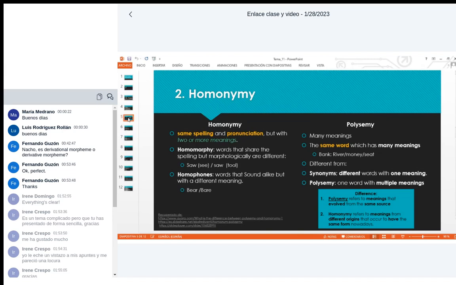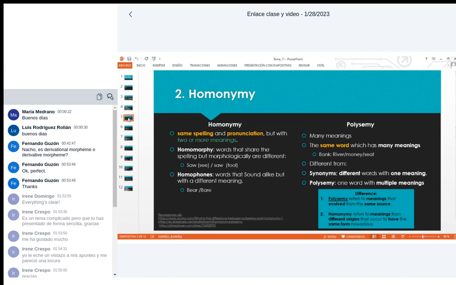Now, polysemy refers to a word that has multiple meanings, and that can be used in different contexts. This is the case of the word bank. Bank has the same etymology, the same origin, but is used in different contexts. We use the bank to refer to where we keep our money. We also refer to the bank as the place where we sit, and we also refer to the bank of the side of the rivers.